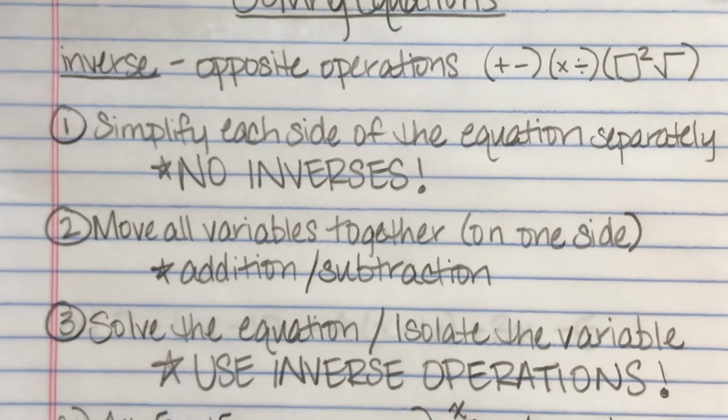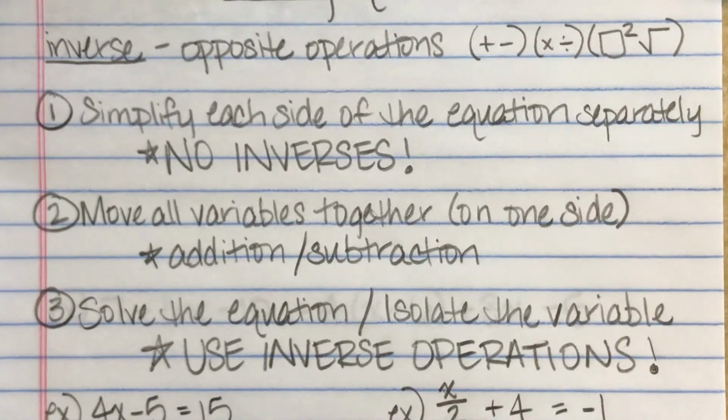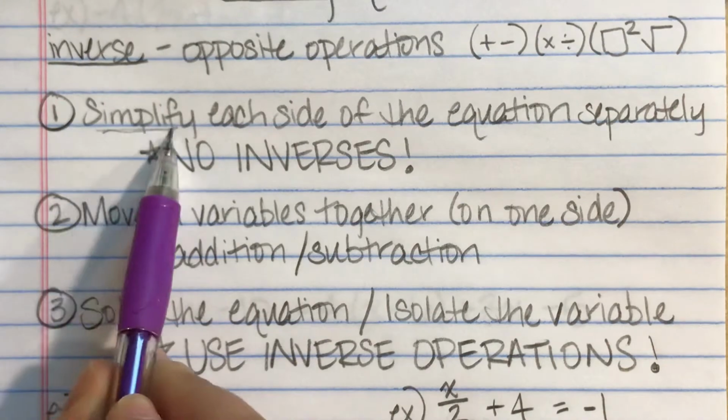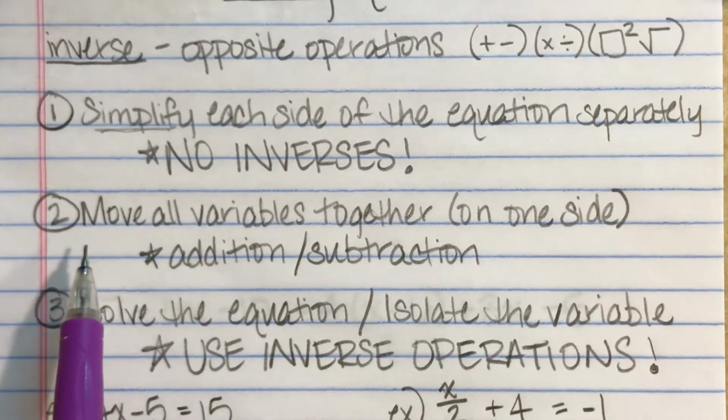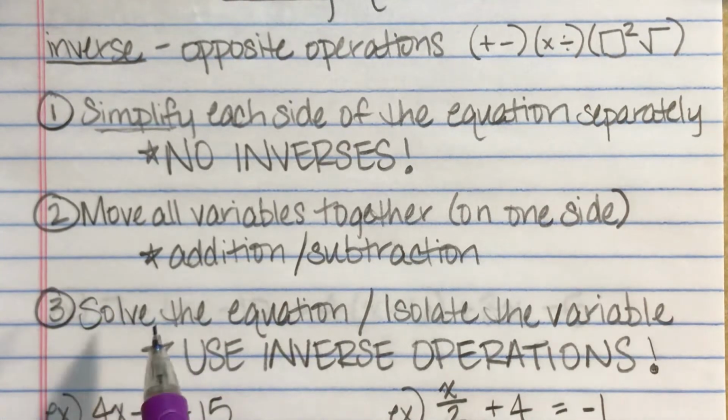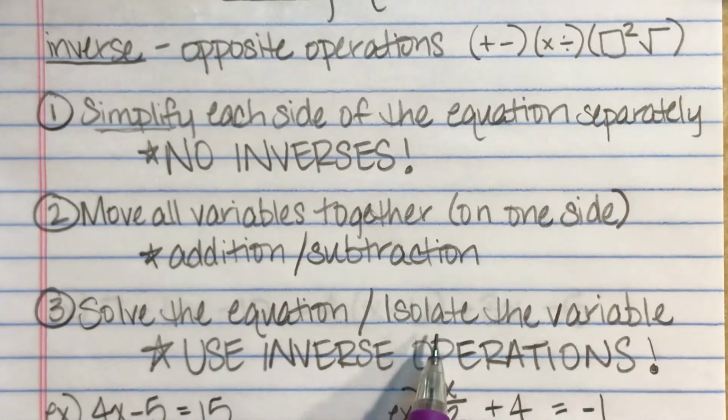Here's the 3 simple steps you're going to follow when you're simplifying or solving an equation. First, if you can simplify that problem in any way, look at one side and the other separately, and if you can simplify it, do it. Second, you're going to move all your variables together. If you have more than one variable, you don't know which one you're solving for, so you want to move them together. And then the last step is solve the equation, which you do by isolating that variable.